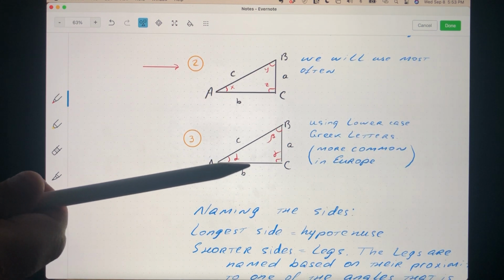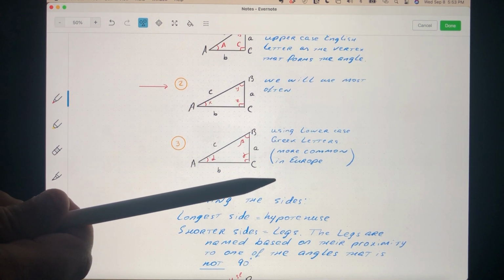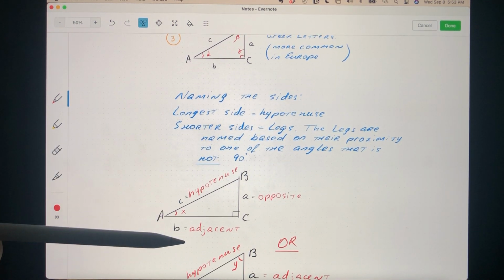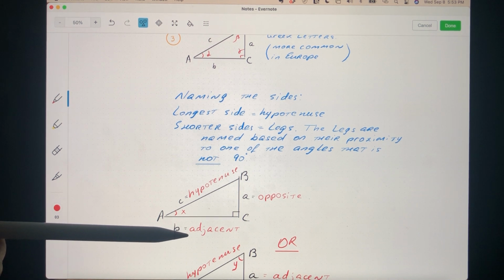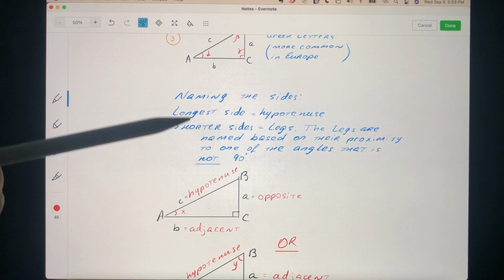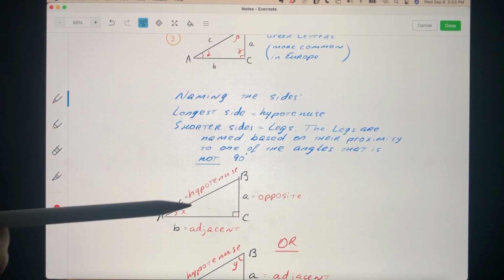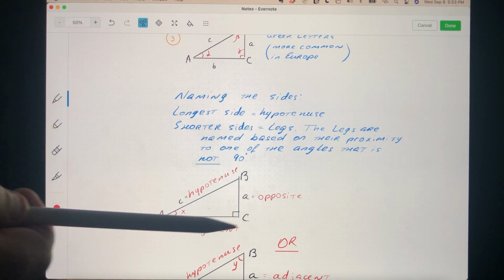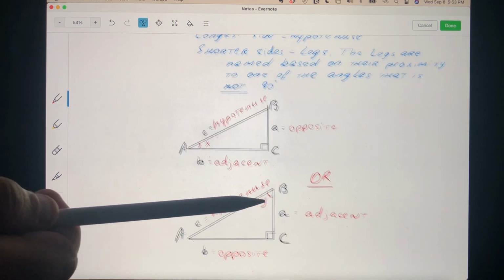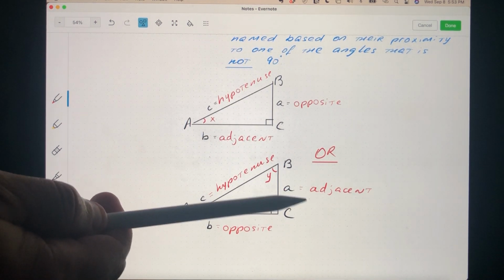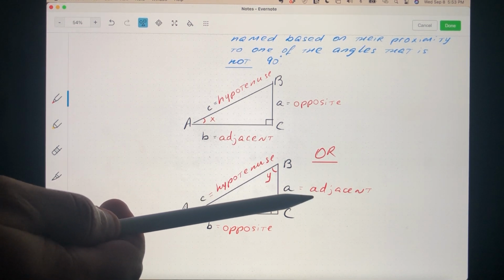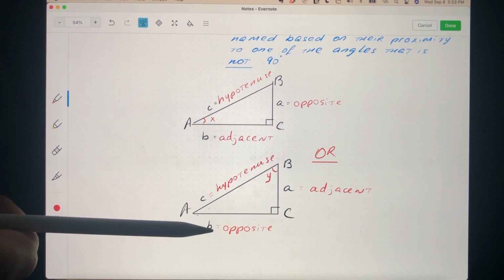So if we are interested in the angle X here, then the closest side to it is going to be called adjacent, and the furthest away is called the opposite. Or if instead of this angle we're interested in this angle, then these two legs are switched. So if we're interested in the Y here, then the closest side to the angle Y is adjacent. So now A becomes adjacent and B is the opposite.